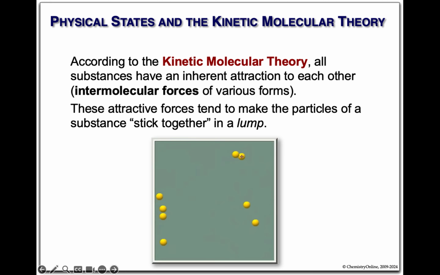And after they're done bouncing madly, they start slowing down. But you see what happens? They're attracted to each other. And eventually all of these are going to come together into a lump again. They're all going to still have motion because KMT tells us they're always in motion, but they will be a lump.